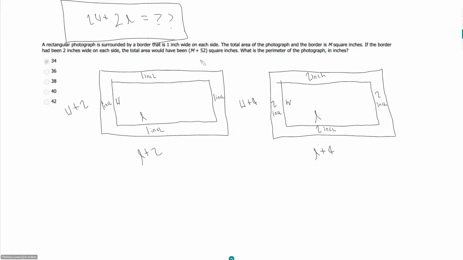In this case, the total area of the photograph and the border is m square inches. So that's really just the area of the whole thing. So that's the area of the big rectangle. So W plus 2 times L plus 2 is equal to M. And then in this case, they're telling us W plus 4 times L plus 4 is equal to M plus 52.